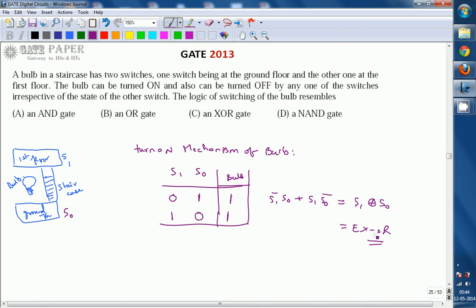So the bulb operation is indicated with an XOR gate. So the right option is C.